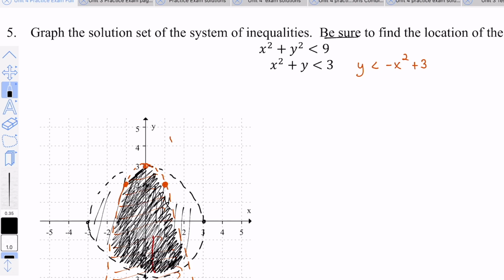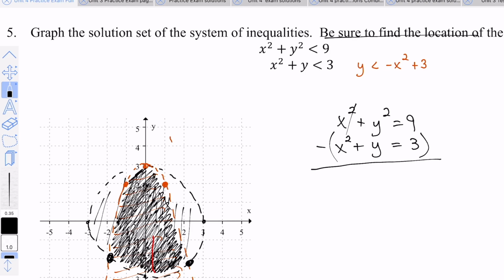Okay. And then it says be sure to find the location of the vertices. The vertices would be the spot here and here where the parabola intersects with the circle. Those are found, remember, by solving a system of equations instead of inequalities. So what I'm going to do is take this system of inequalities and change it into a system of equations, and then solve it using elimination by eliminating the x squared variable.